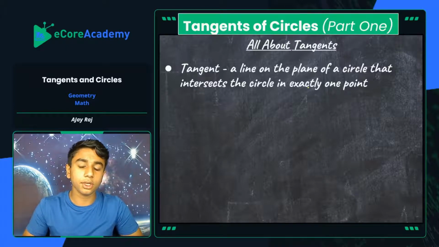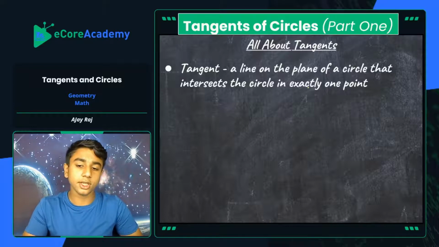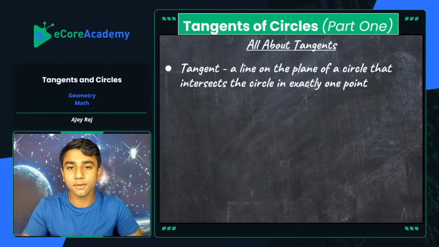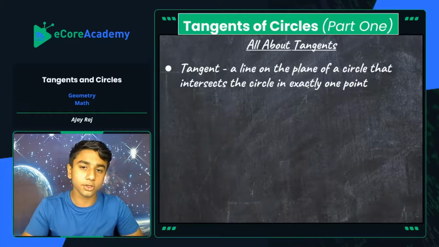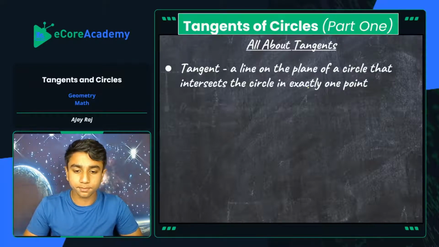Although that definition is pretty straightforward, let me still explain. A line on a plane is basically saying that any line that is located on a two-dimensional outlook that is of the same plane as a circle. We know that a circle is a 2D figure, and we know that a plane is a two-dimensional outlook on a 3D overview. So a line that's located on the same plane of a two-dimensional circle, as the circle states, that intersects the circle in exactly one point.